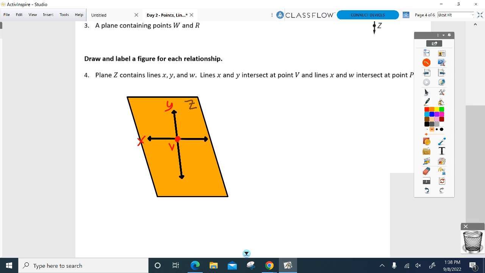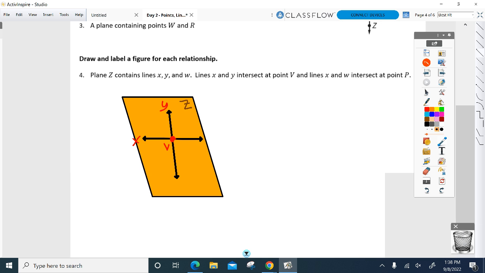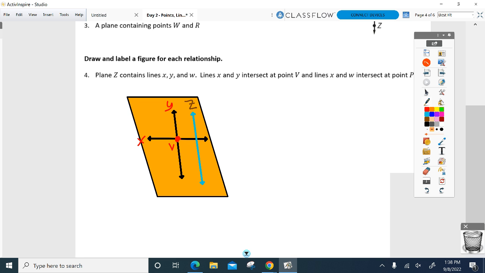Make sure you got two lines on your plane right now that are called X and Y, and they intersect at point V. All right, let's introduce this third line now, W, and it's got to intersect X. I already have X there, so I got to draw a line now that intersects it. There. Could have been over there, through here, I don't care as long as it intersects it, and it's got to intersect it at point P. There it is.